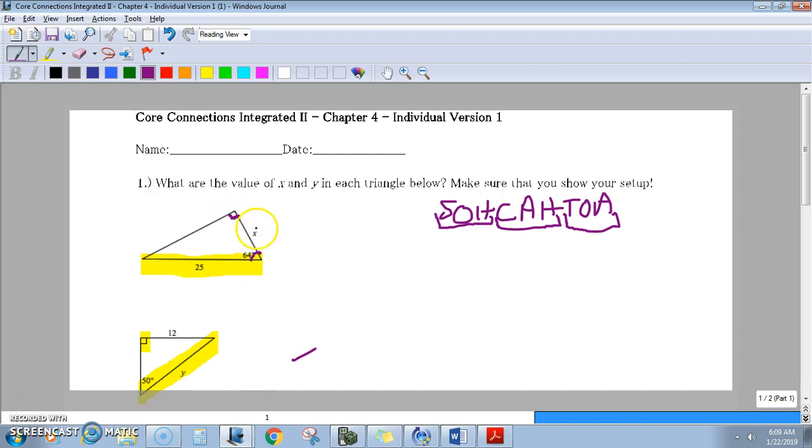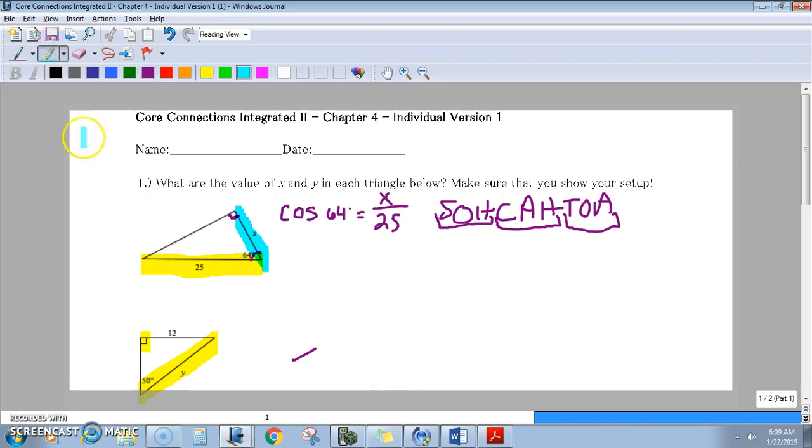And here, this x, let's highlight that in another color. The x actually touches that same angle. If it touches that angle, that's the adjacent. So I have the hypotenuse and the adjacent. So this first one is going to be the cosine of 64 degrees is equal to the adjacent, the x, over the hypotenuse, which is 25.